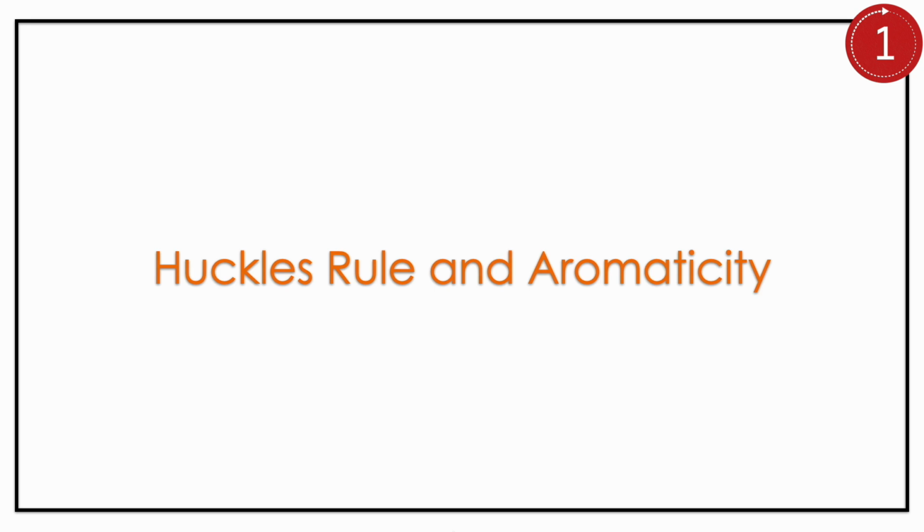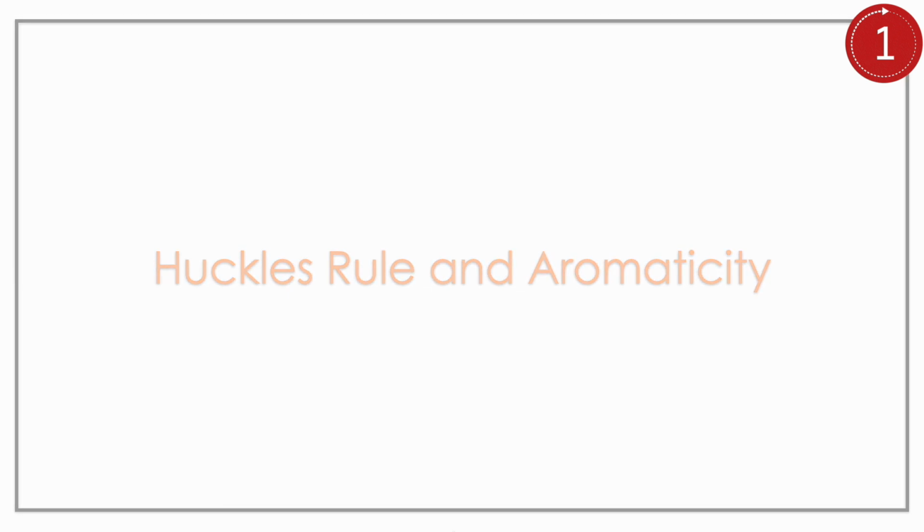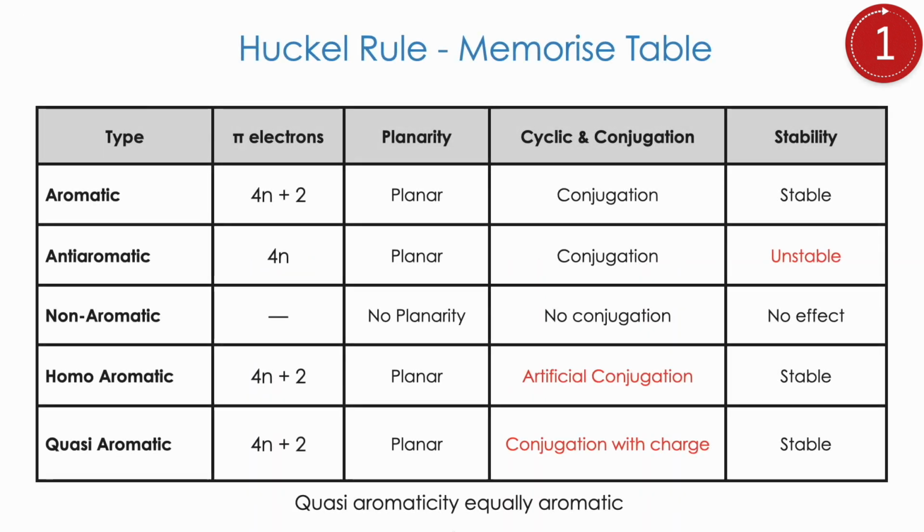First, let us see Huckel rule and aromaticity. It's a very important thing. Without that, you cannot identify aromaticity. Let us see what is Huckel rule. You should memorize this table, then only it will be easy to identify the aromatic compound. Here, three different factors are important: one is pi electron, another is planarity, and cyclic conjugation. Cyclic and should be conjugated.